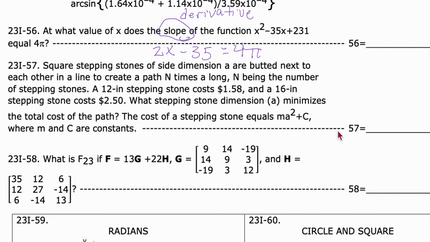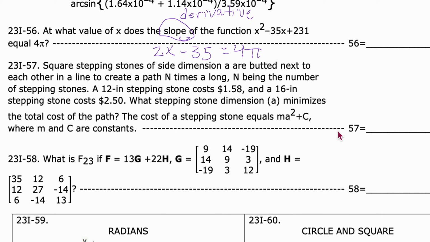So 56 asks for at what value of x does the slope of the function, and they give us the equation, equal 4 pi. The important thing to recognize is that the slope of a function is a fancy way of asking you to take the derivative of that function. We happen to have a polynomial. Thankfully, we can do the polynomial trick for the derivative, which involves us bringing down the exponent, subtracting 1 from the exponent, and then so on and so forth.